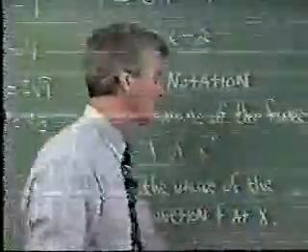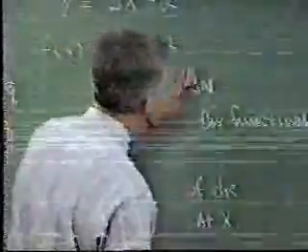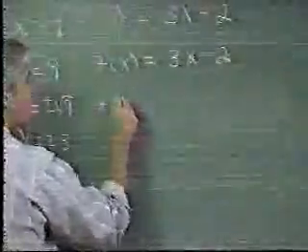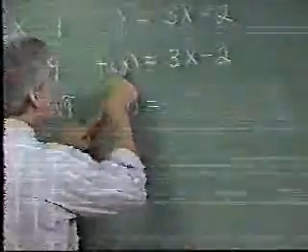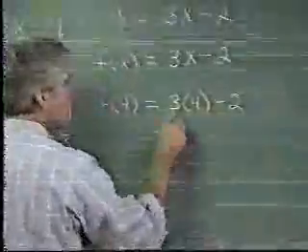Now, here's how that function notation comes into play. Suppose we wish to evaluate the function at certain values of x. We can make the request like this. Suppose we write f of 4. Knowing that f of x is the f function, f of 4 means in the f function, replace x with 4 and evaluate. Well, this would be 3 times 4 minus 2, or 12 minus 2, 10.